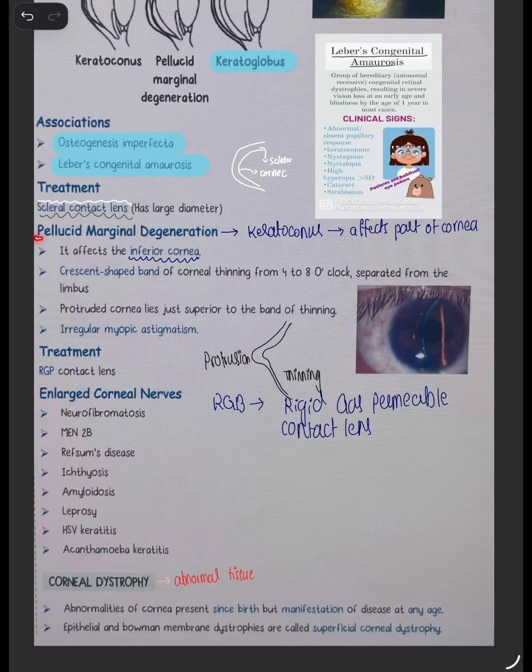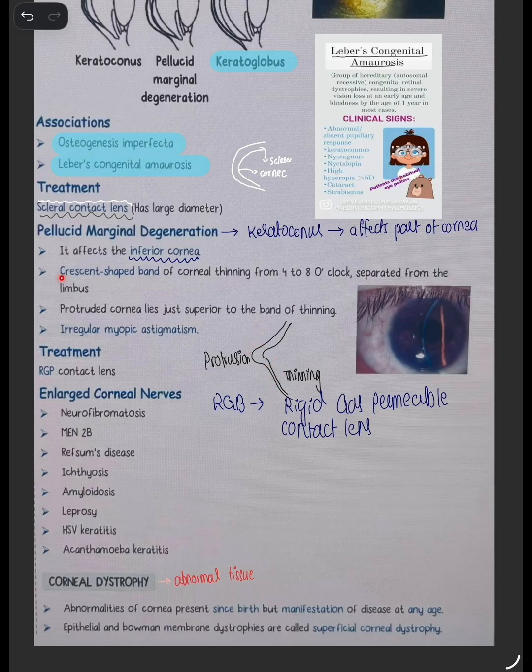Another one is the pellucid marginal degeneration. In this there is thinning of the cornea from 4 to 8 o'clock, and the protrusion is above the thinning. So it affects the inferior cornea, with thinning below and the protrusion above it.